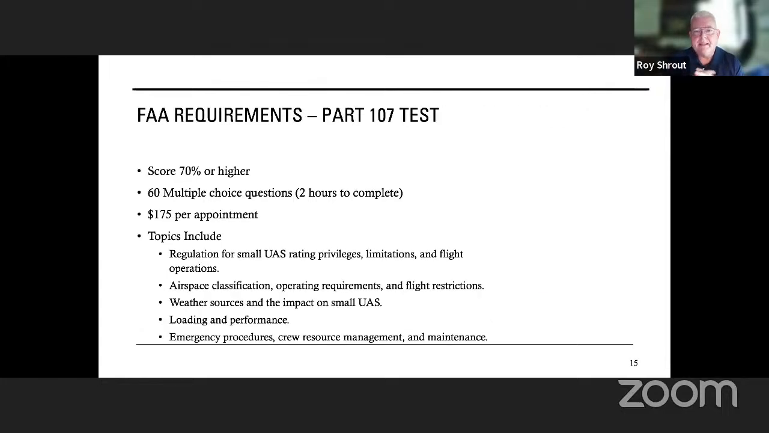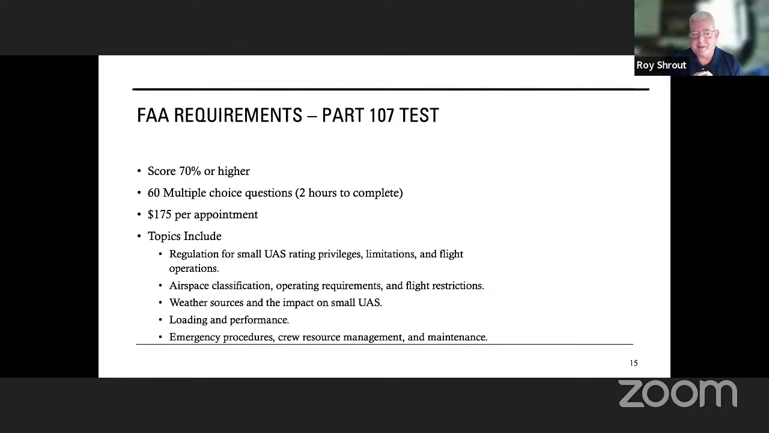All right, to take the test, and I will tell you, I've taken it. It's not easy, and there's a lot of work you have to do ahead of time because you learn a lot about general aviation. You must score 70% or higher. It's 60 questions. You have 2 hours to finish it. There are maps you have to look at. There's math you have to do. There's all kinds of stuff.